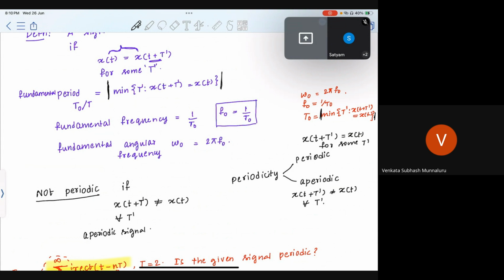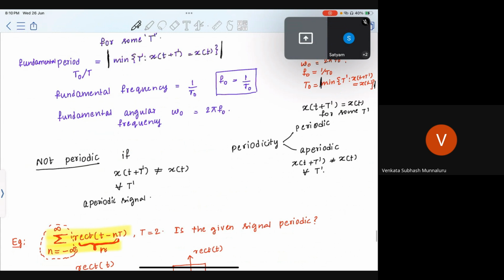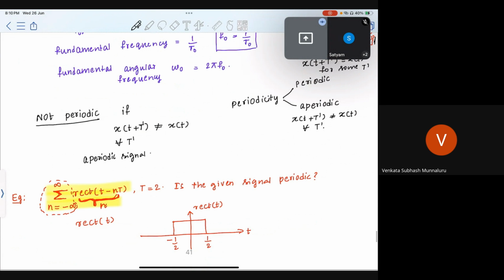The fundamental frequency is 1 by T naught, so f naught is 1 by T naught. The fundamental angular frequency is 2 pi f naught. And if there exists no T prime on the entire real number line such that x of t plus T prime equals x of t, then we call such a signal not periodic, or aperiodic. So that is periodic signals and periodicity.